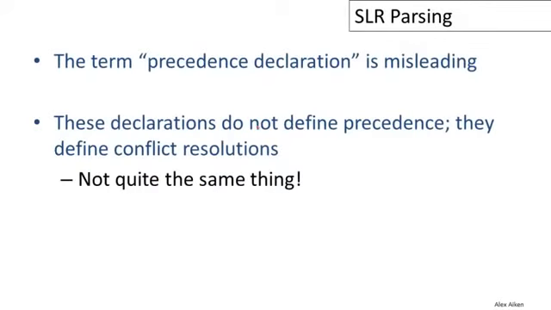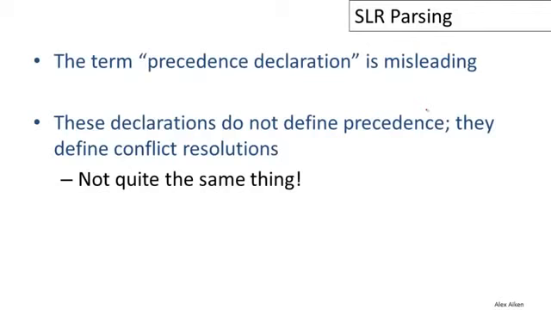Note that the term precedence declaration is actually quite misleading. These declarations don't define precedence. They don't do that directly at all. What they really define are conflict resolutions. They say make this move instead of that move. It happens that in this particular case, because we're dealing with a natural, simple grammar for plus and times, the conflict resolution has exactly the effect of enforcing the precedence declaration that we want. But in more complicated grammars, where there are more interactions between the various pieces of the grammar, these declarations might not do what you expect in terms of enforcing precedence.